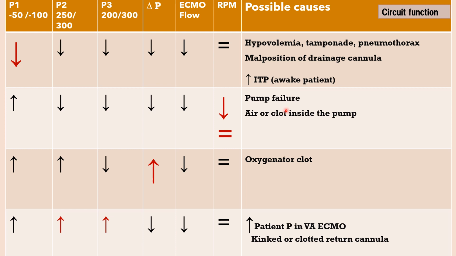Very simple. Pump failure or an air clot inside the pump will be reflected mainly by a decrease in the RPM, or it becomes zero, and all these pressures will decrease. If there are oxygenator clots, that will lead to increased delta pressure and increased P2. If the patient has abnormality in P2 and P3, we should think about a kink or clotting in the return cannula.